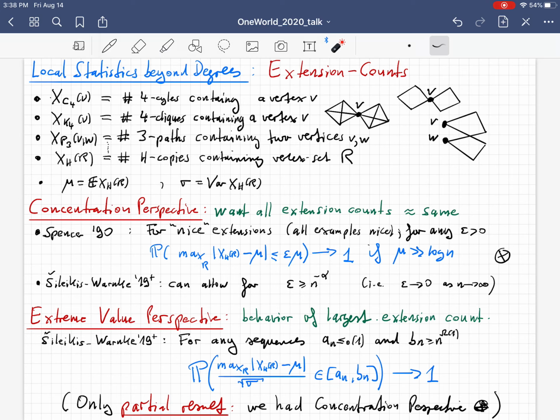And the concentration perspective now tells you that our goal is to ensure that all extension counts are the same. So similar to degrees, now we want that for any possible choice of the roots R, we get the correct number of extensions. And Spencer has here a very nice result from 1990.